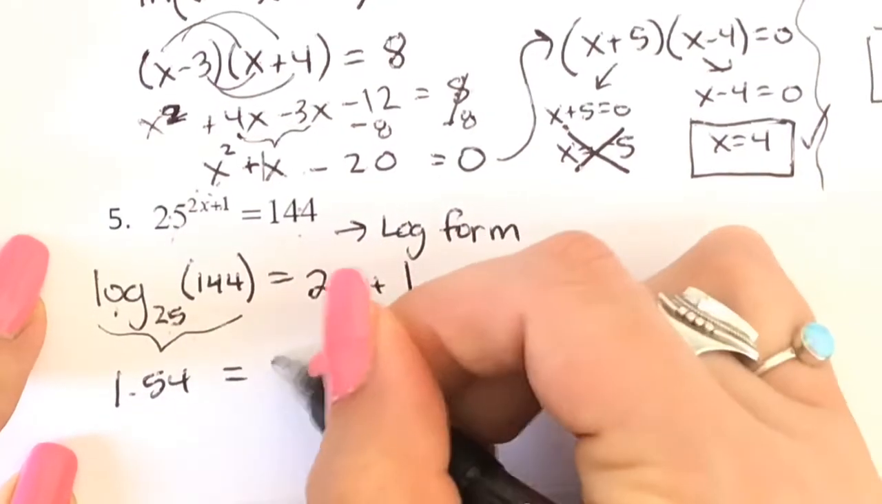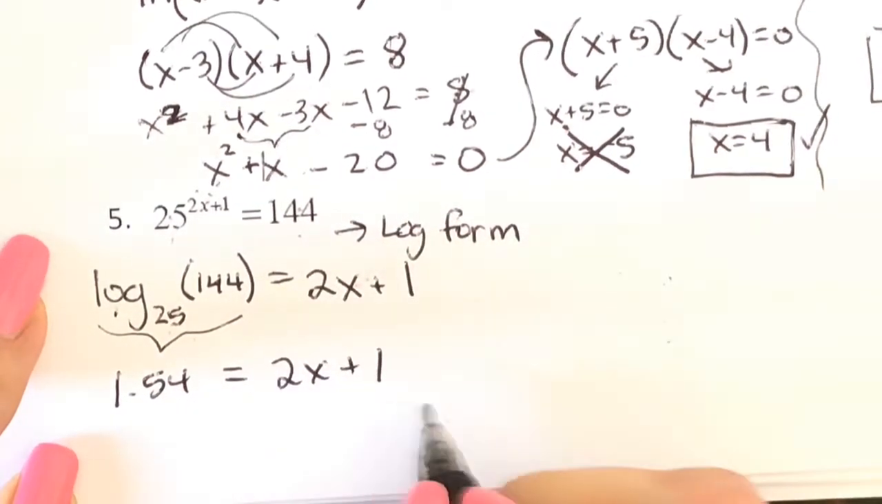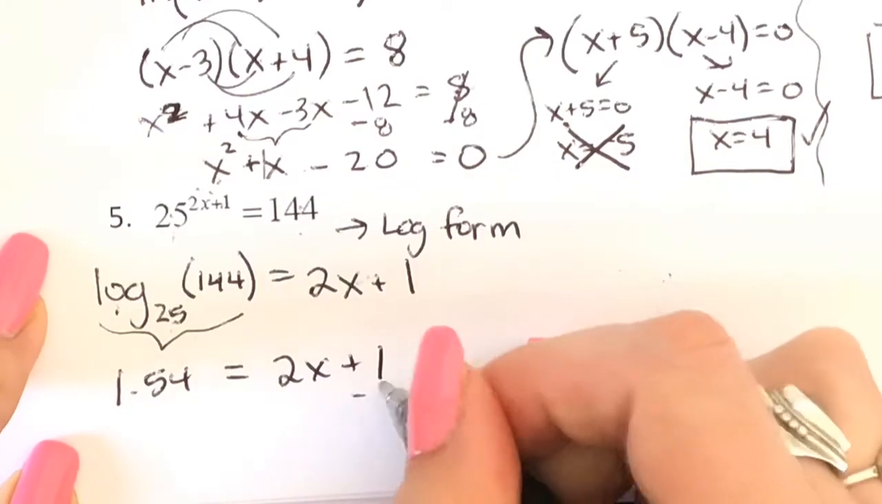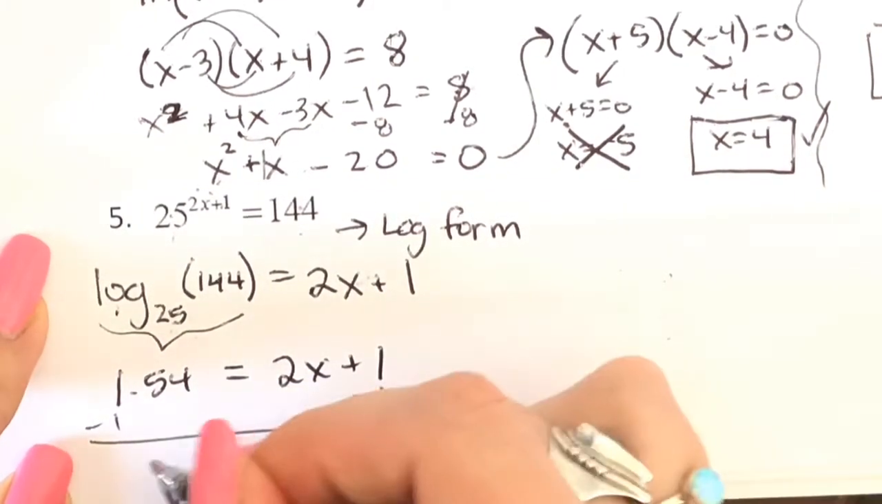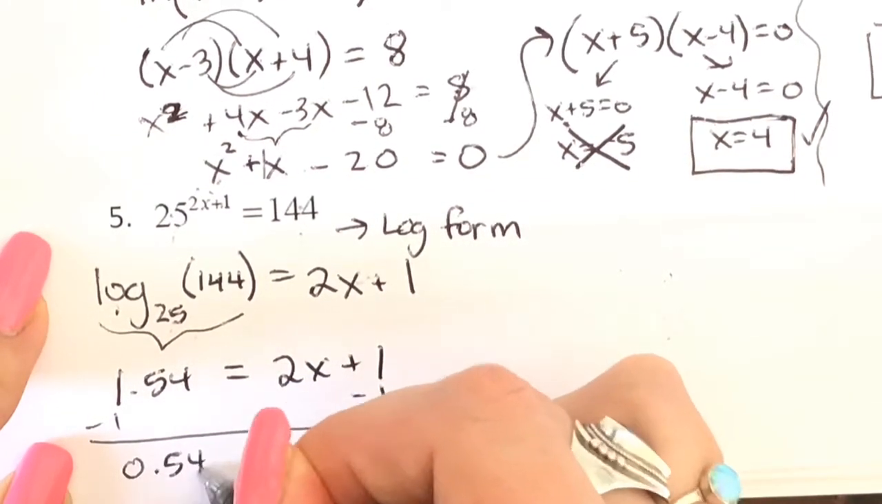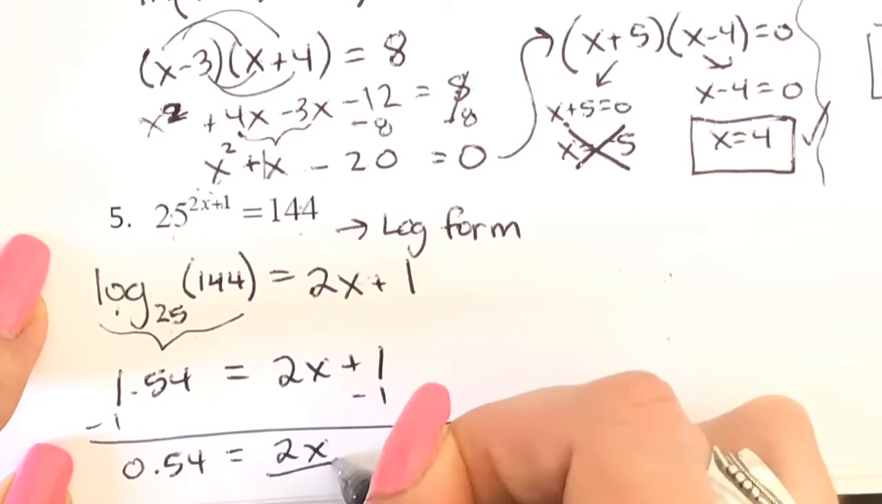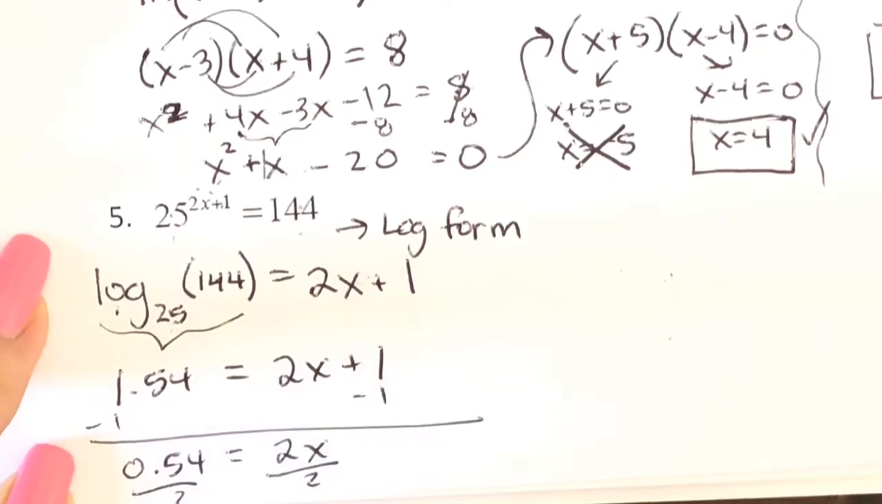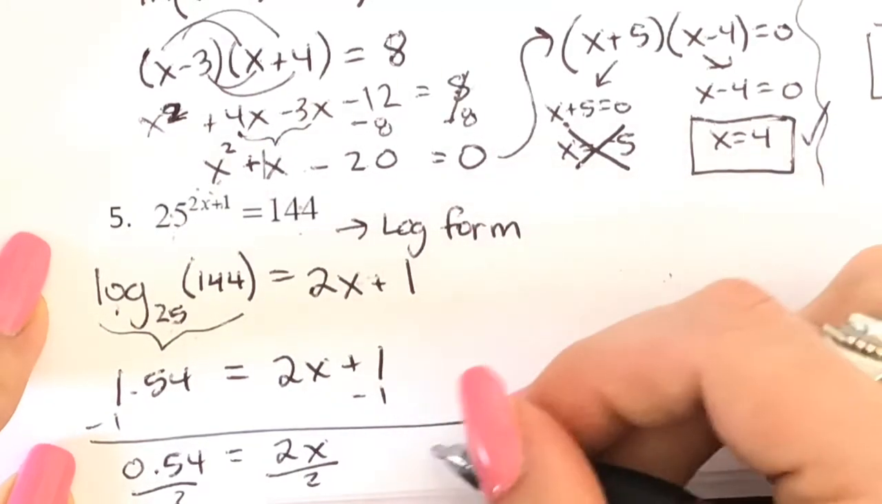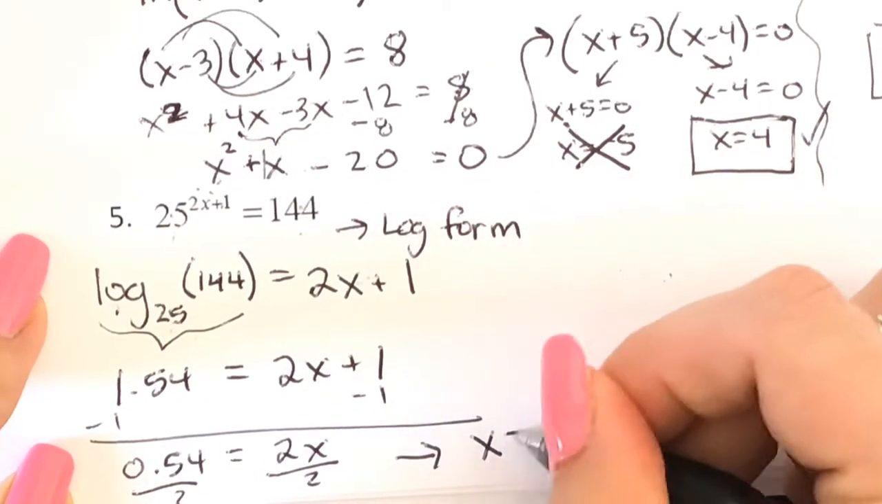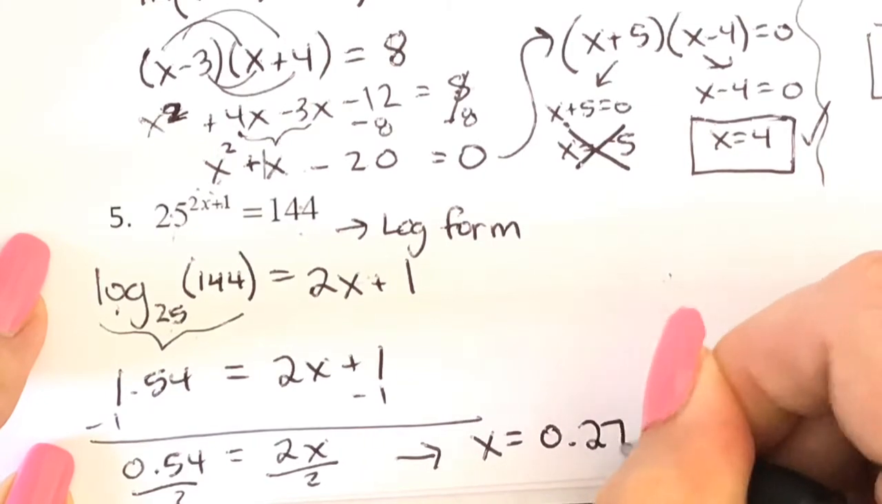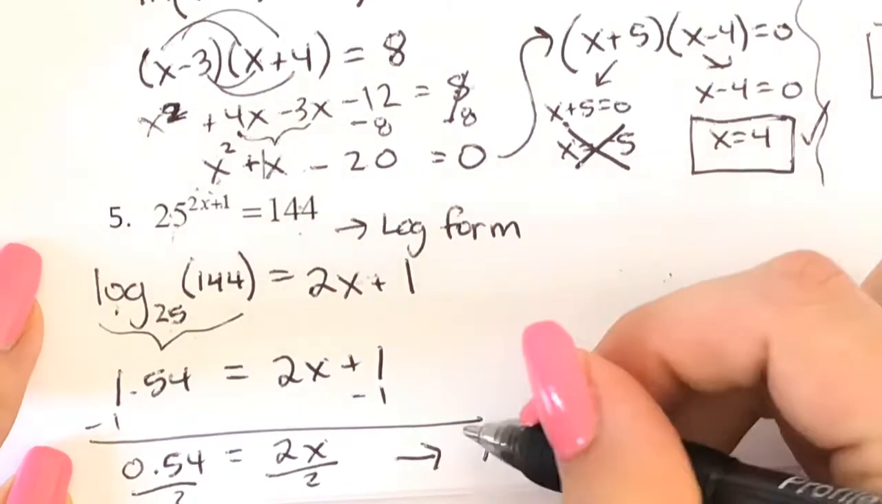1.54 is equal to 2x plus 1, just because that's going to make it a little bit easier to start solving for x. Because now when I minus 1 over, we get 0.54 is equal to 2x. And then we'll divide by 2. And 0.54 divided by 2 is going to be 0.27. So x is equal to 0.27. And that would be our answer.